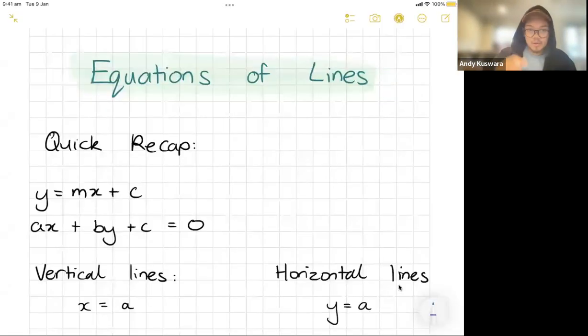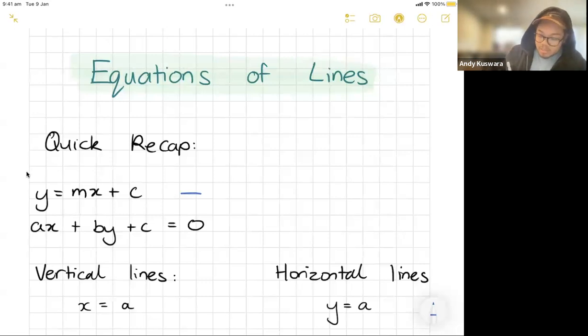Okay, we've got another video. We are going on to equations of lines. So this is going to be everything to do with lines. I hope it won't be too long, but let's not forget stuff that we remember.